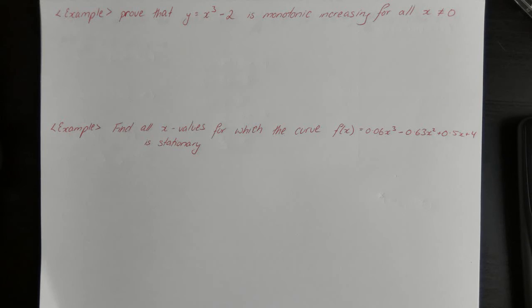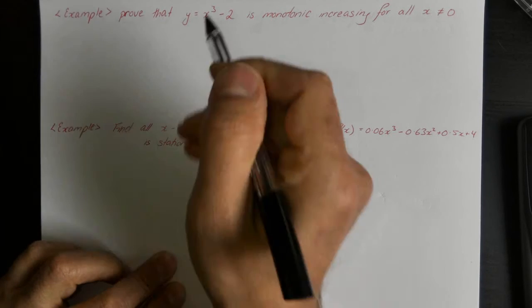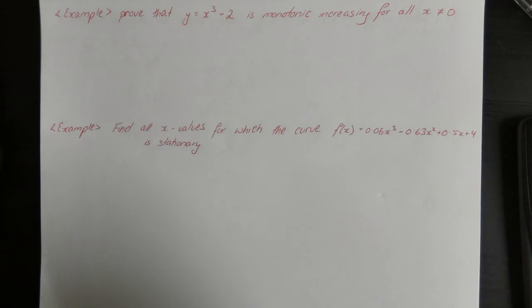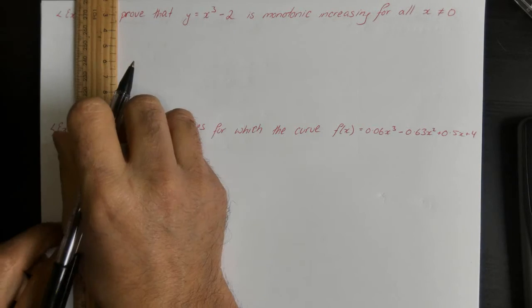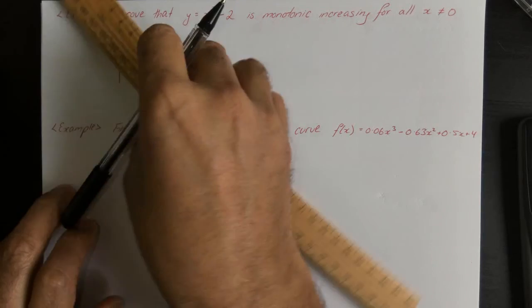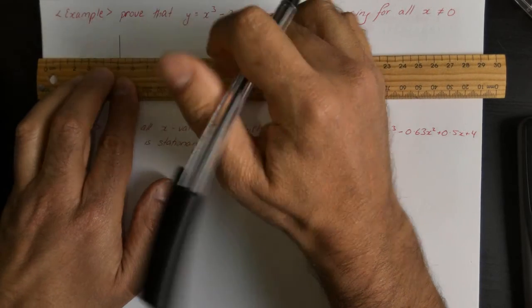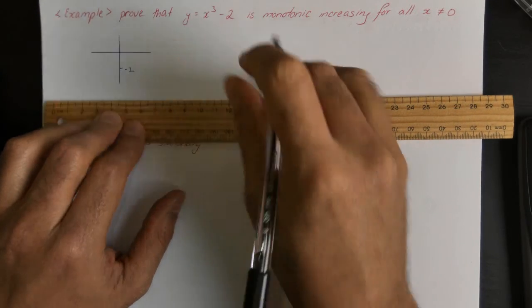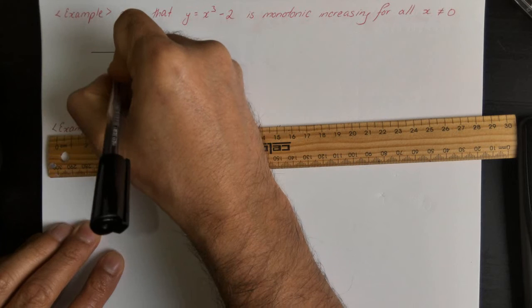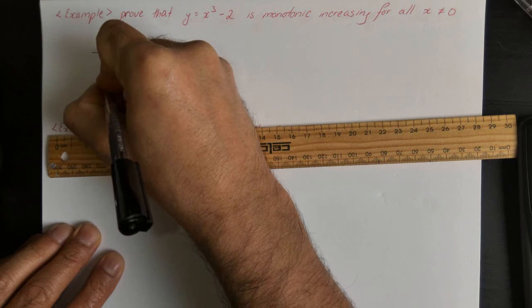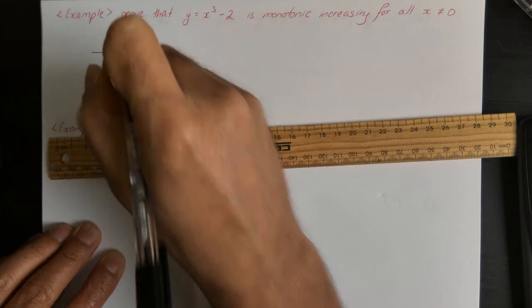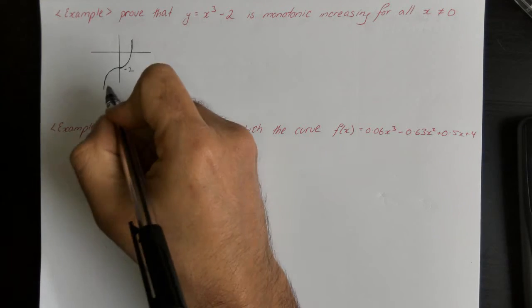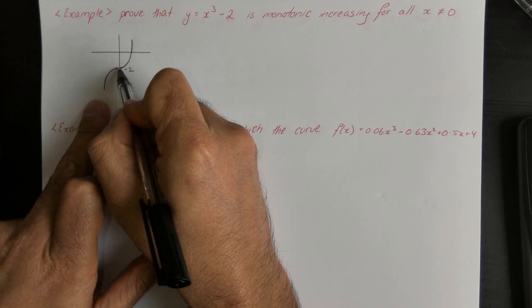All right, now we have a next question. Prove that y equals x cubed minus 2 is monotonic increasing for all of x. Here we've got a cubic, so just quickly have a visual idea of what's happening. We don't have to do this, but it helps understanding. We have -2, so it's a cubic that's translated down 2 units. It looks something like that, roughly, increasing to this point and increasing again.